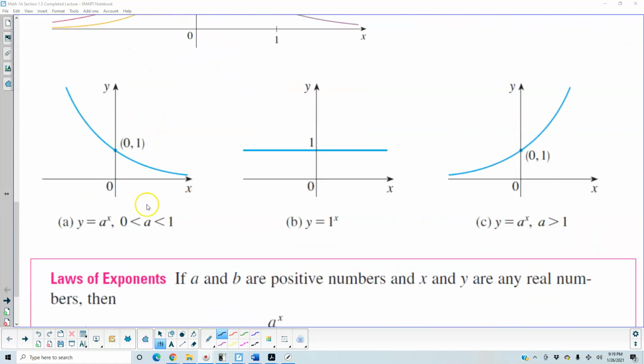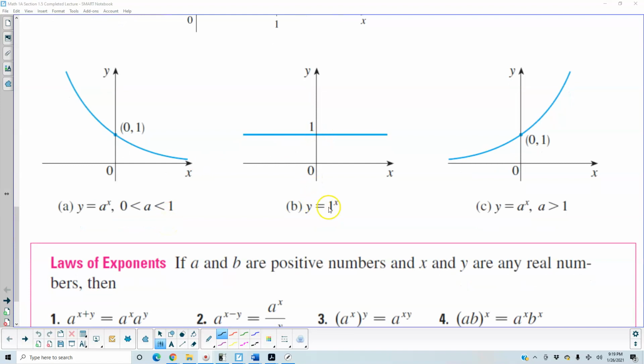If we take a look here, this is one graph. We can see that it goes through the y-intercept of (0, 1). This is y = a^x when a is in between 0 and 1, a fraction between 0 and 1. Here, we have y = 1^x, which is a constant function which goes through the value of 1. And over here, we have y = a^x when the base a is greater than 1. Therefore, it's going through the y-intercept of (0, 1), and it's an increasing function.